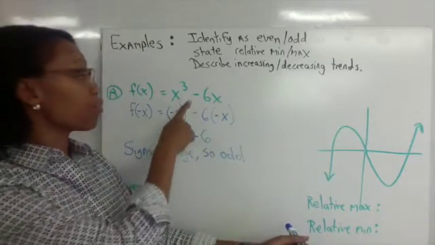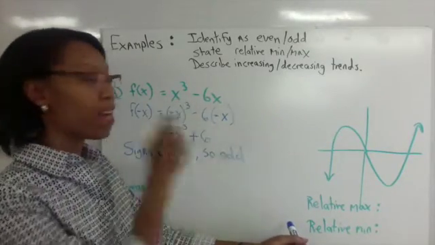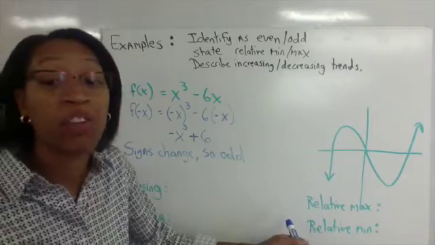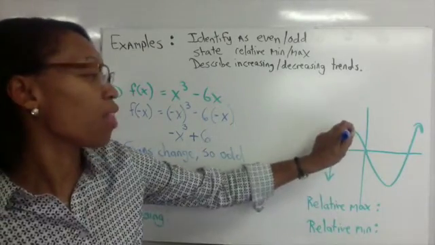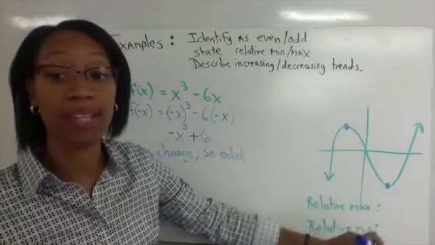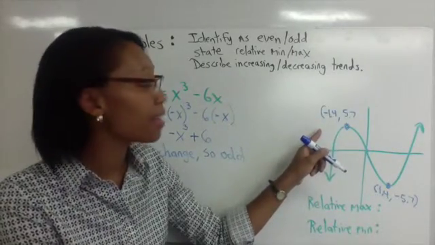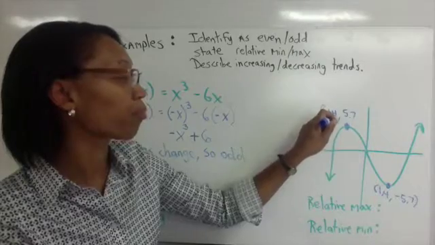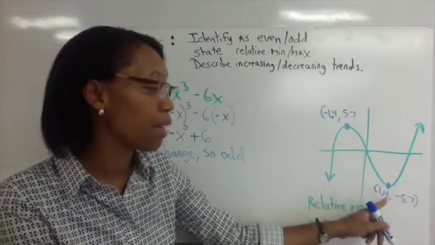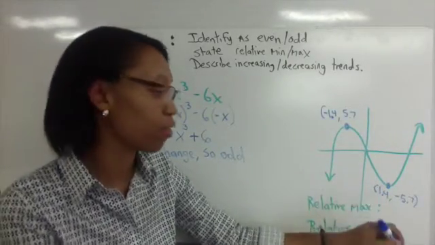Okay, now I take this original function and I graph it in my calculator, and I'm going to use my calculator to find out where my relative maximum and minimum points are. Okay, so it looks like I have a relative max at negative 1.4 and a relative min at positive 1.4.